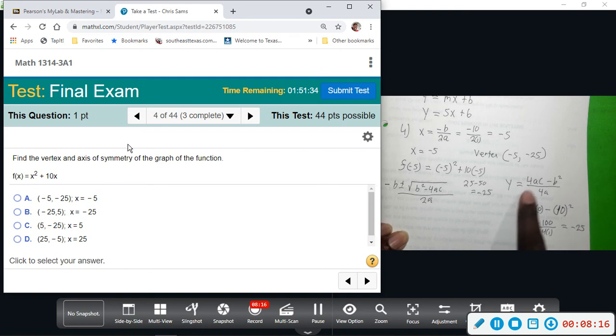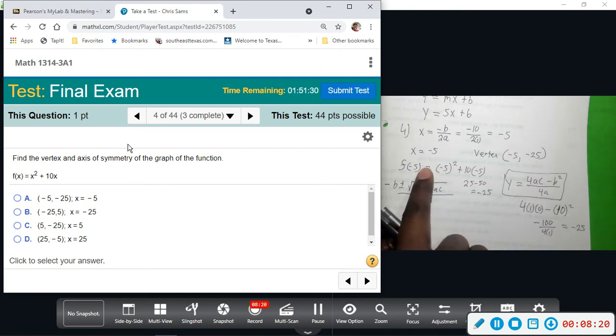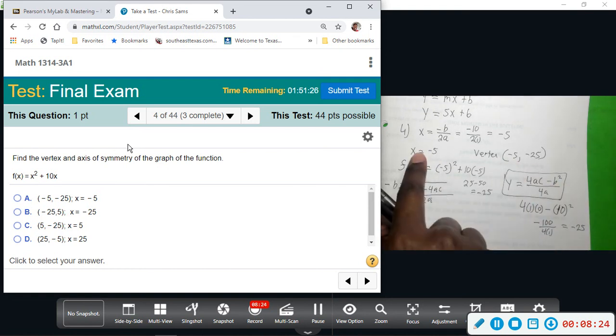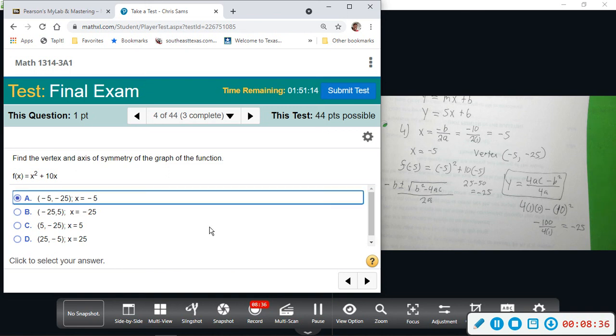So yes, this is a formula that you can use to get the y coordinate. Either you can plug it in, or you can use this formula. But here is our axis of symmetry and our vertex. So x equals negative 5, and then we have the ordered pair negative 5, negative 25. So answer choice A would be the best.